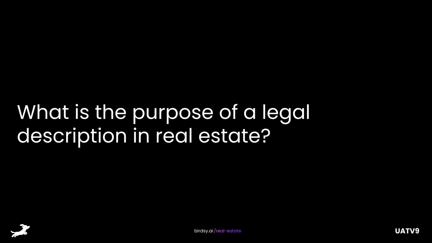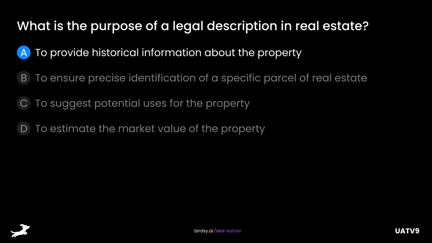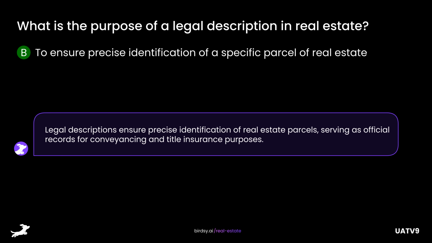What is the purpose of a legal description in real estate? Is it A, to provide historical information about the property, B, to ensure precise identification of a specific parcel of real estate, C, to suggest potential uses for the property, or D, to estimate the market value of the property? The answer is B, to ensure precise identification of a specific parcel of real estate. Legal descriptions ensure precise identification of real estate parcels, serving as official records for conveyancing and title insurance purposes.